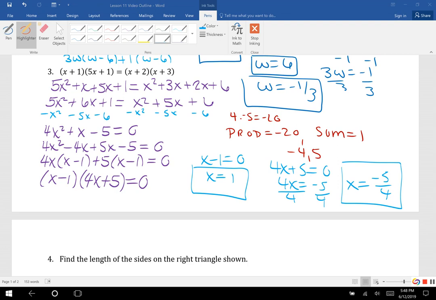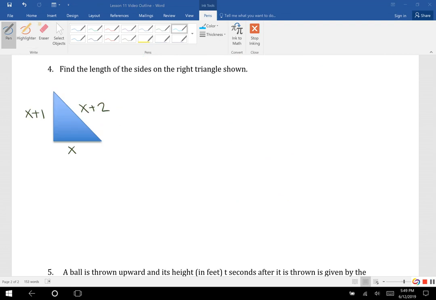I'd like to finish this lesson by showing you a couple of application problems that we can also solve by factoring. And so in this first one, we've got a right triangle. And if you printed out my lecture outline, I forgot to type in these expressions. This would be given to you. So we have a triangle. We're told one side is x, the other side is x plus 1, and that longest side, or hypotenuse, is x plus 2. And so we want to find the lengths of the sides of the right triangle shown.